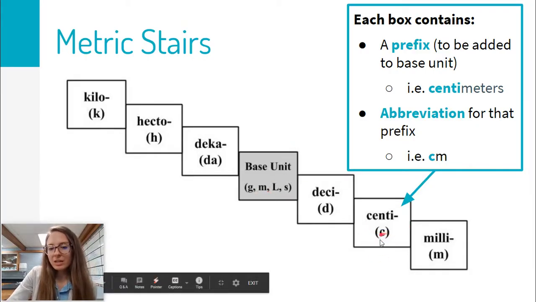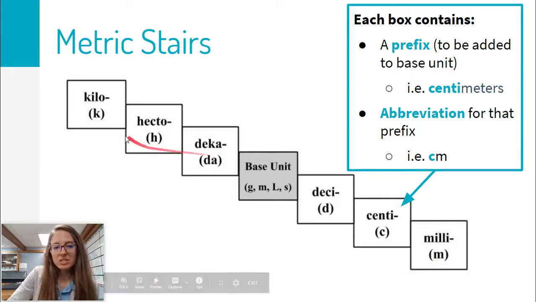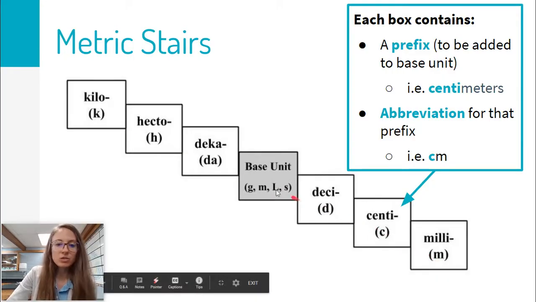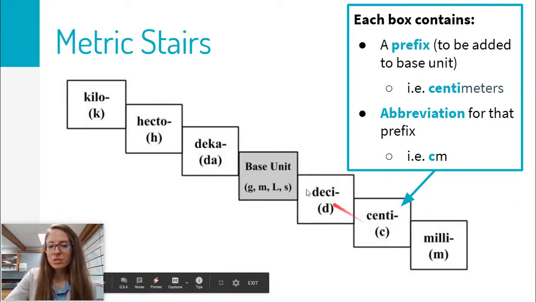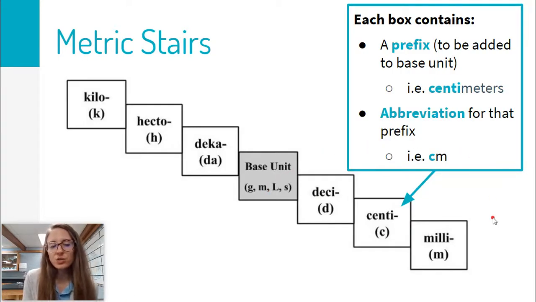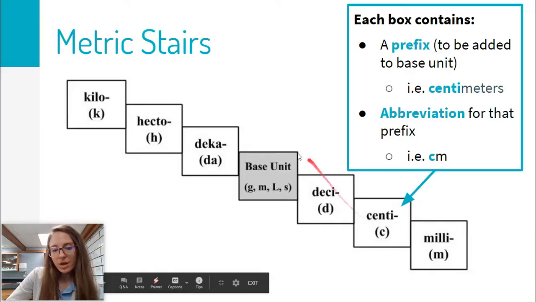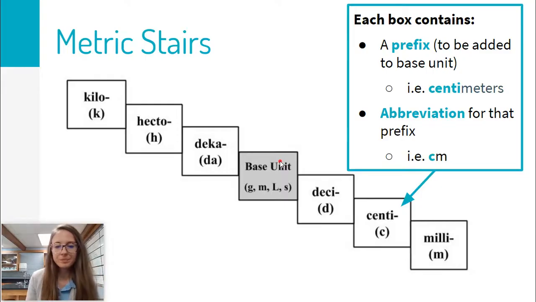There's also an abbreviation, which is located in the parentheses here, that we can attach to the abbreviated base unit to get a new abbreviation. So if we want to abbreviate centimeters, we can just add a lowercase c to the lowercase m to get cm. And there's a pretty easy way to memorize the metric stairs. There's a mnemonic device. It goes King Henry died drinking chocolate milk. You just have to remember that the base unit is located in between all of those.